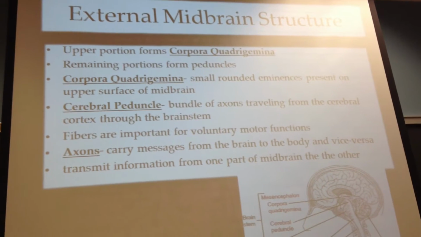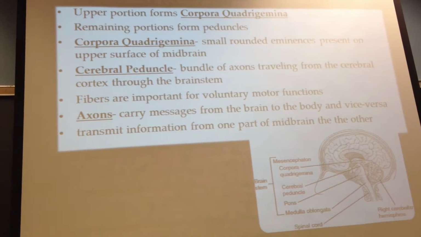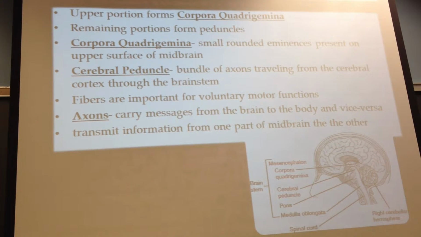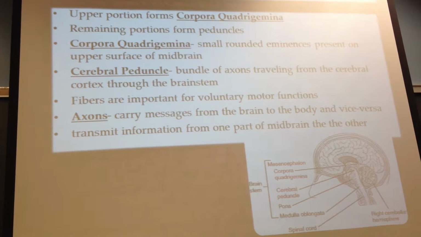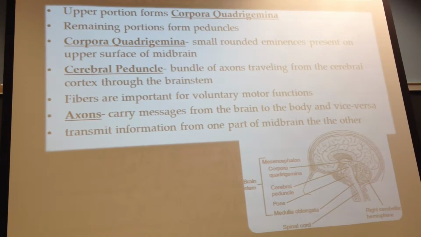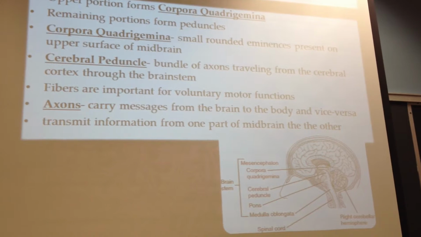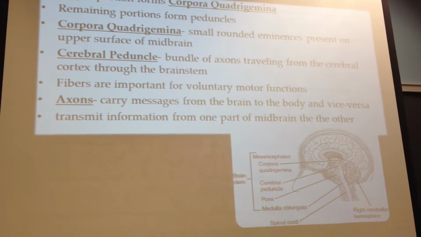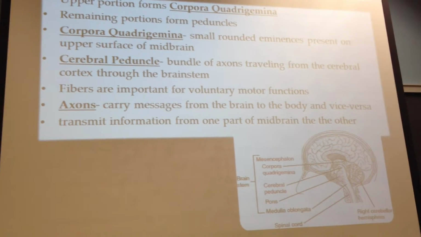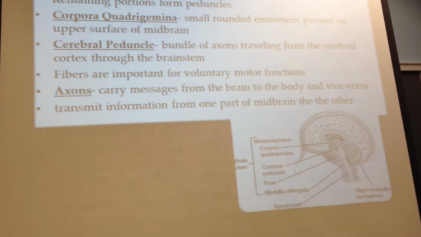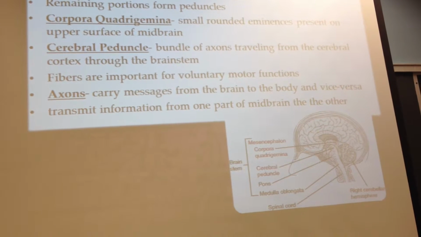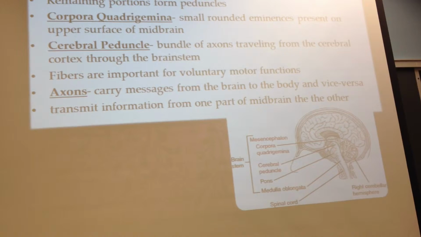In the external midbrain structure, the upper portion is the corpora quadrigemina, small rounded eminences present on the upper surface of the midbrain. It also has the cerebral peduncle, which is a bundle of axons traveling from the cerebral cortex, from the brain to the body and vice versa. Axons carry messages from the brain to the body. They're also important for transmitting information to different parts of the midbrain, and it's important for voluntary motor functions.